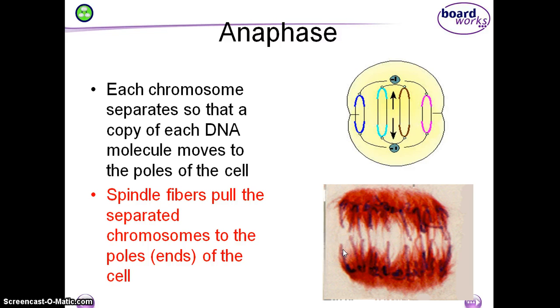Okay, then the next step is anaphase. In anaphase, the chromosomes get pulled apart to opposite sides of the cell. This is another easy one to remember because anaphase starts with an A and apart starts with an A. So the chromosomes get pulled apart. That's what it looks like in a real cell.